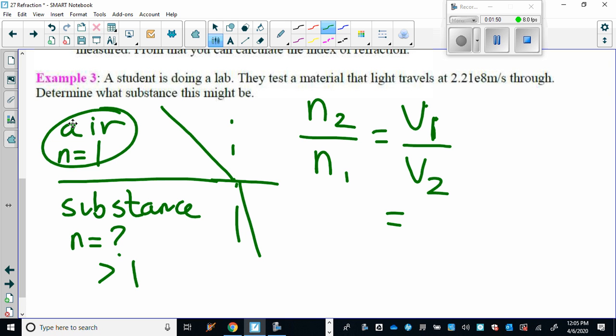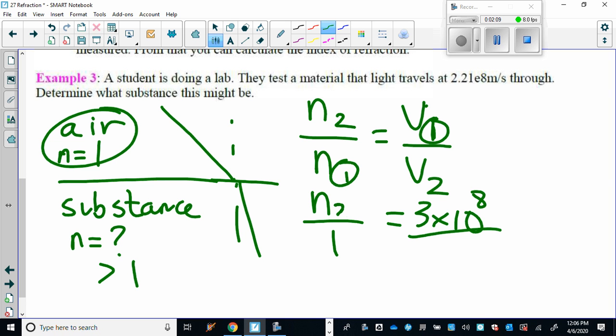And the velocity of light in air is 3 times 10 to the 8th. And the index of refraction in air is 1. Where does the 1 go? Right down here on the bottom. This is what we're looking for, N2. There it is. Cross multiply and divide. And once you do that, you are going to get an answer of N2 equals 1.36. And we want to know what substance that is.